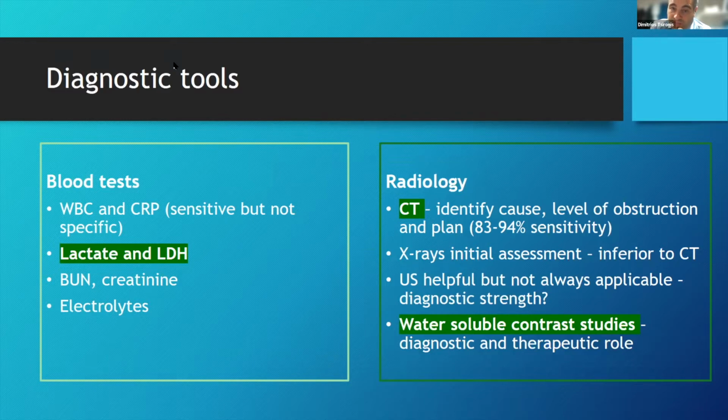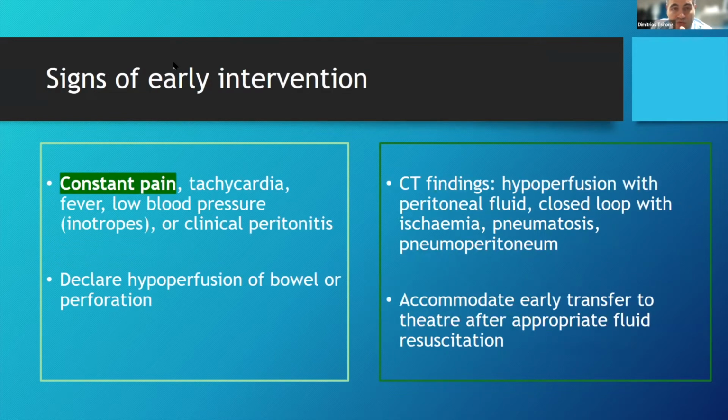The CT scan is also a powerful tool nowadays, because it can not only help us identify the cause, but also give us very good planning regarding what operation we should perform, and also the level of obstruction. Regarding water-soluble studies, as Nirav mentioned, I think they are good diagnostic and predictive tools, but they are lower down the line, not initially. What will lead us to early intervention would be signs, as we said, of SIRS response, mainly tachycardia and low blood pressure, especially inotrope requirement.